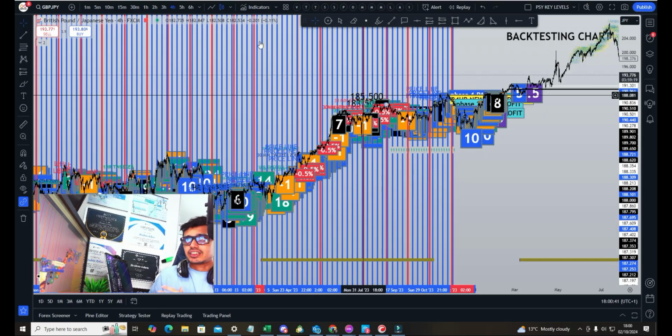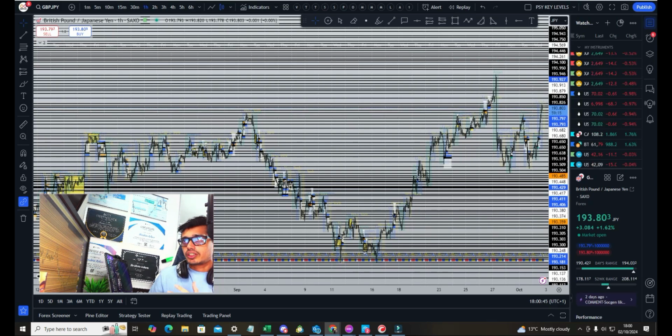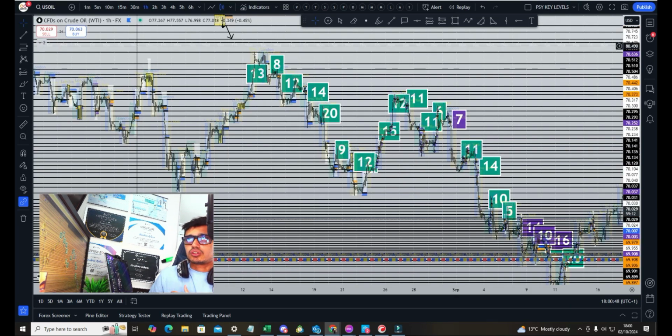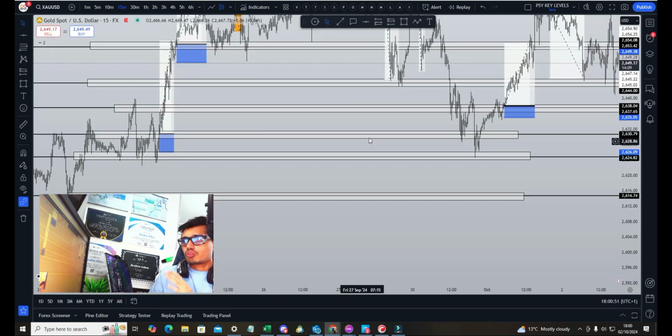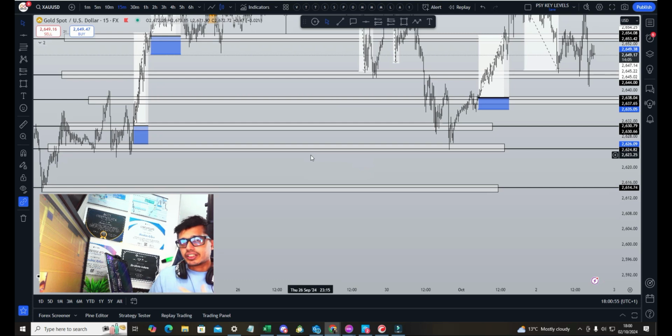This is my backtested data for GJ. This is for GJ again on a different chart, and this is for oil. Why am I showing you this? I just want to show that I'm not just saying stuff. I'm a strong believer of collecting data.